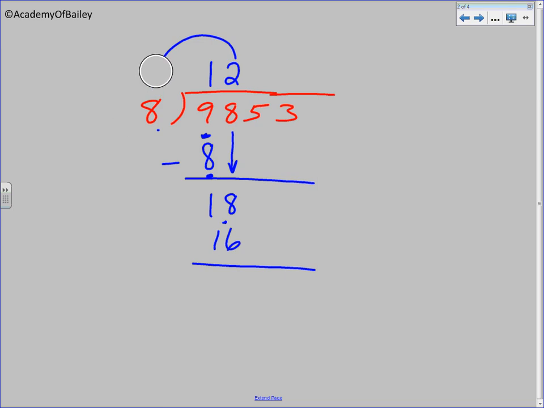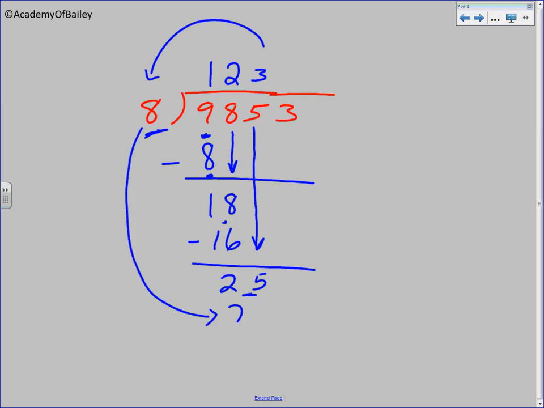And just like we did in the step above, we are subtracting here. What's 18 minus 16? 2. Bring the 5 down. How many times is 8 going into 25? 3 times. 3 times 8 is 24.